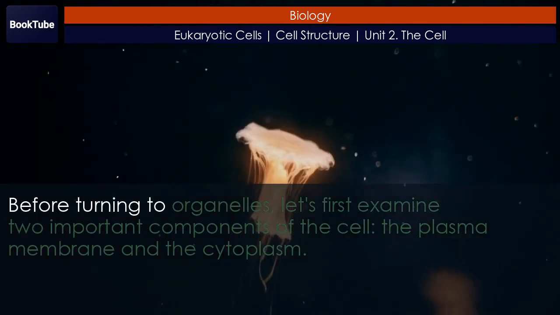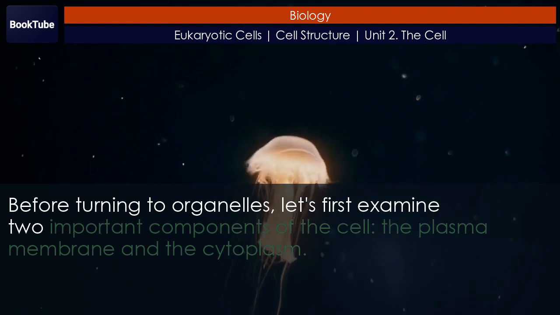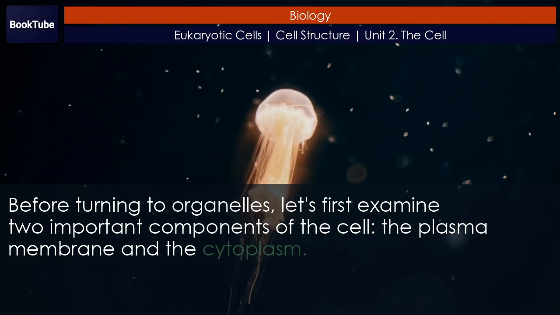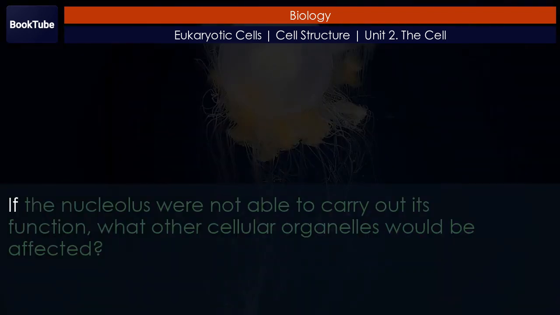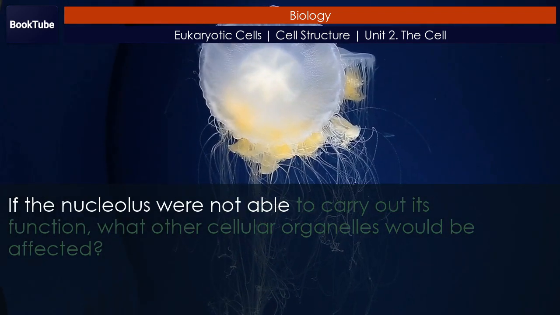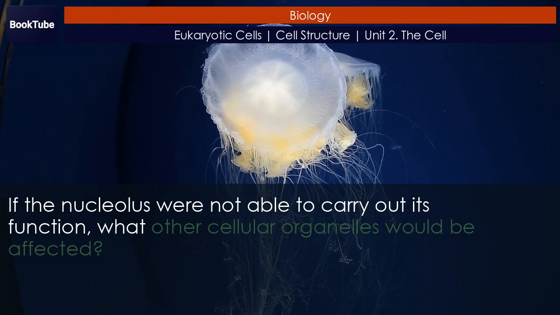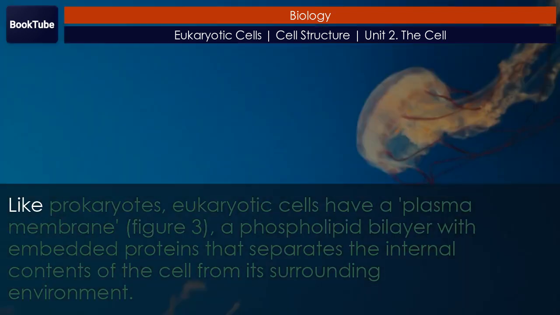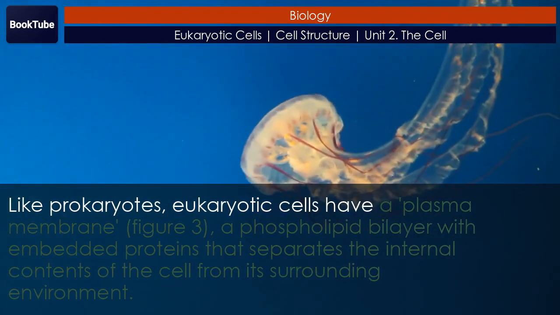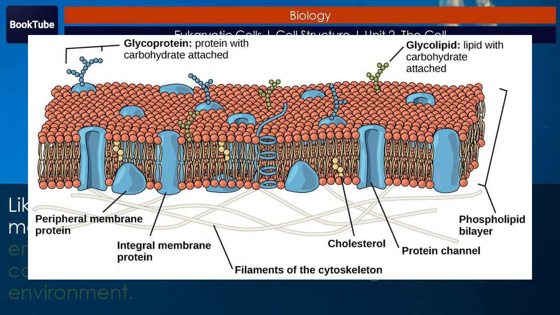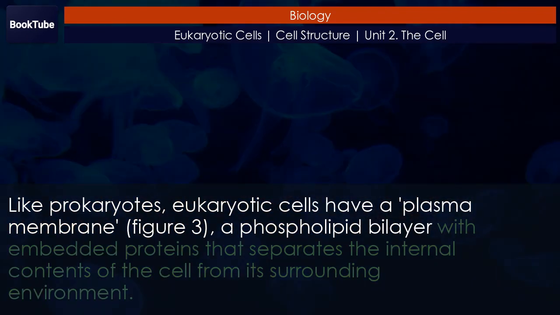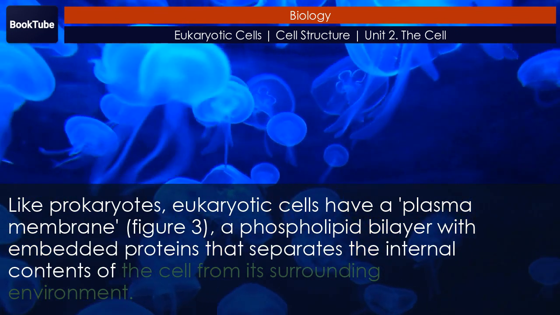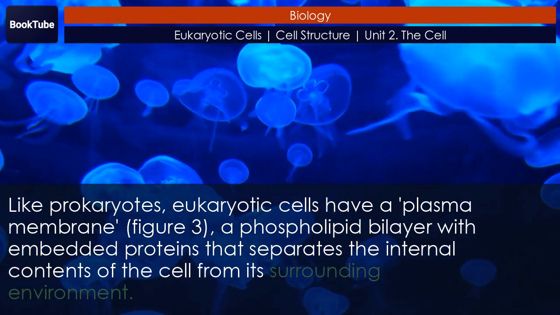Before turning to organelles, let's first examine two important components of the cell: the plasma membrane and the cytoplasm. Art connection. If the nucleolus were not able to carry out its function, what other cellular organelles would be affected? The plasma membrane. Like prokaryotes, eukaryotic cells have a plasma membrane. Figure 3. A phospholipid bilayer with embedded proteins that separates the internal contents of the cell from its surrounding environment.